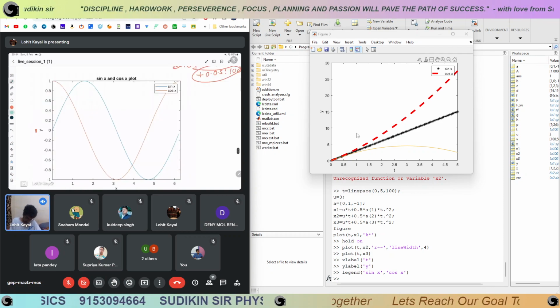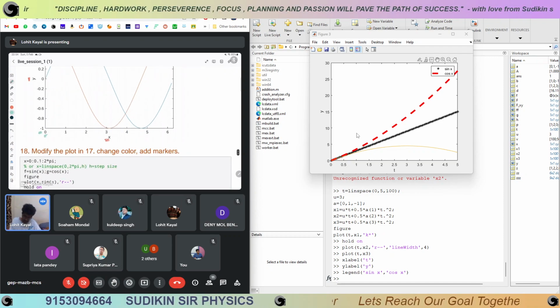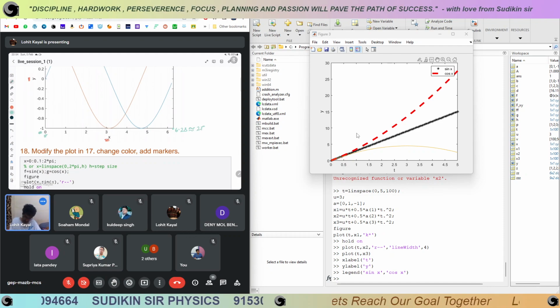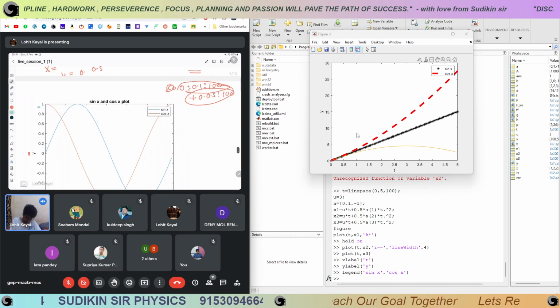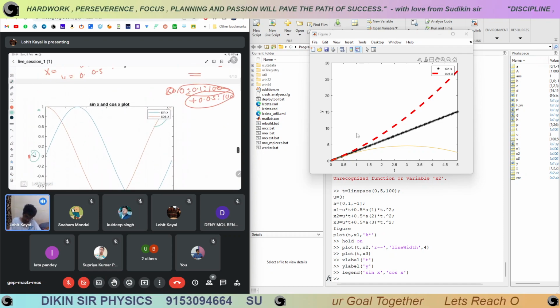You can see this is minus 1, this is plus 1, this is 0, and this is 2 pi. This is approximately 6.28, 2 pi. And the title has appeared, sin x and cos x plot. This is the y level, this is the x level, and these are the legends.